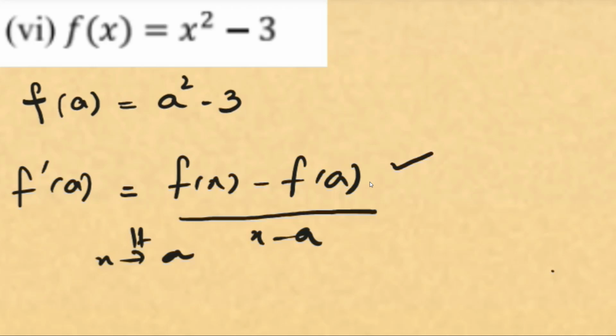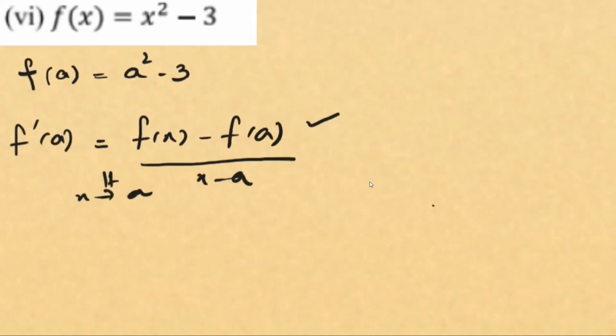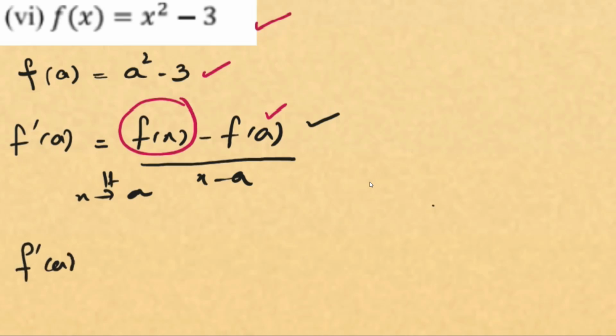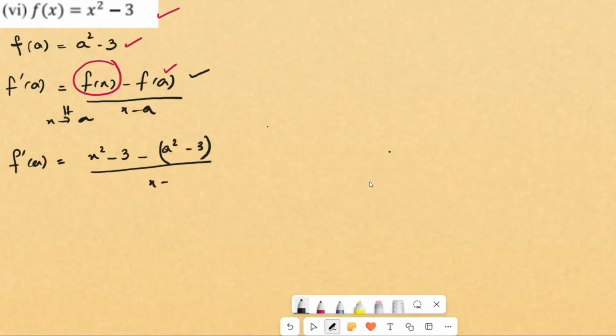This is the formula. Here you can see, f of x is given here and f of a we have found there. So now we are going to replace f of x and f of a in this formula. So f dash of a is equal to f of x is x square minus 3. So x square minus 3 we have replaced in the place of f of x, and f of a is a square minus 3 divided by x minus a, and x approaches to a.